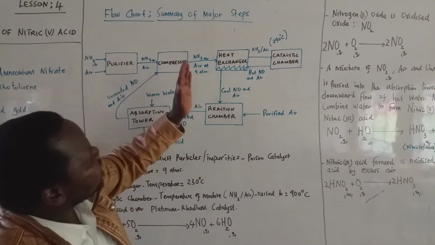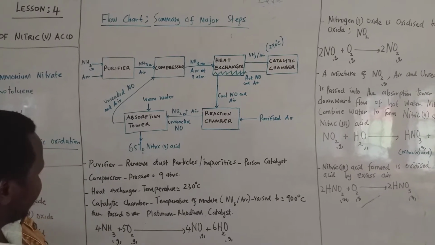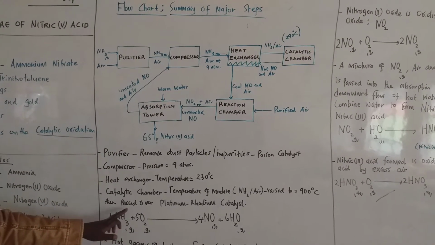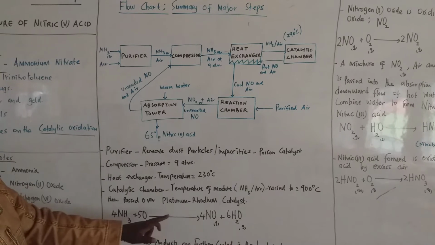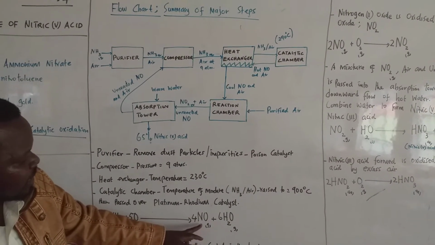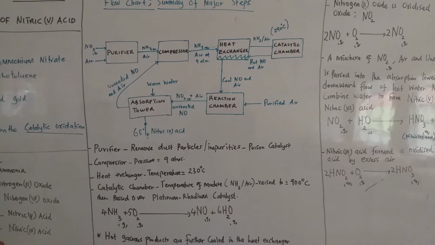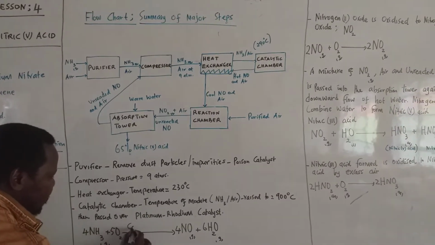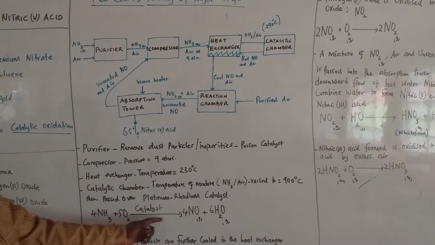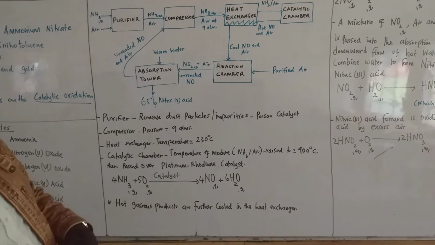The catalyst will enable the reaction between ammonia and air, and we have that equation indicated here. So you have ammonia reacting with oxygen in air in presence of that catalyst to produce nitrogen 2 oxide and water. So this is where you have the catalyst as indicated. This is the catalytic oxidation of ammonia to produce nitrogen 2 oxide and water.